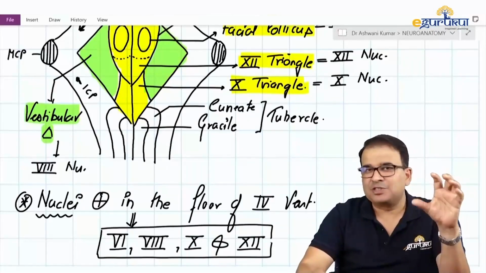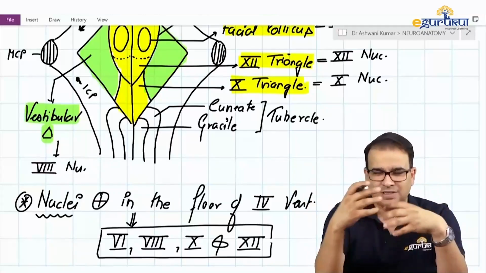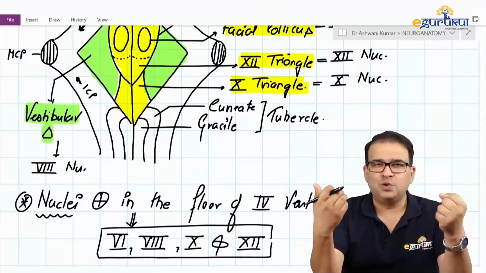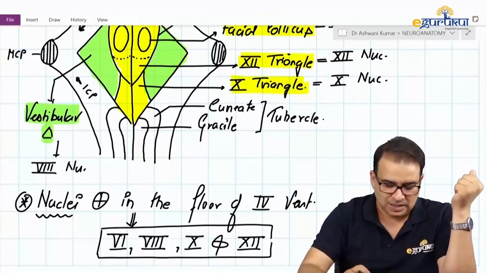But there is something very interesting about the facial colliculus. We said the facial nerve is winding around this sixth nucleus and comes out. Now, what is the need for that? Why does the facial nerve have to wind around any nucleus to come out, when it simply has to come out from the ventral aspect of the brainstem?